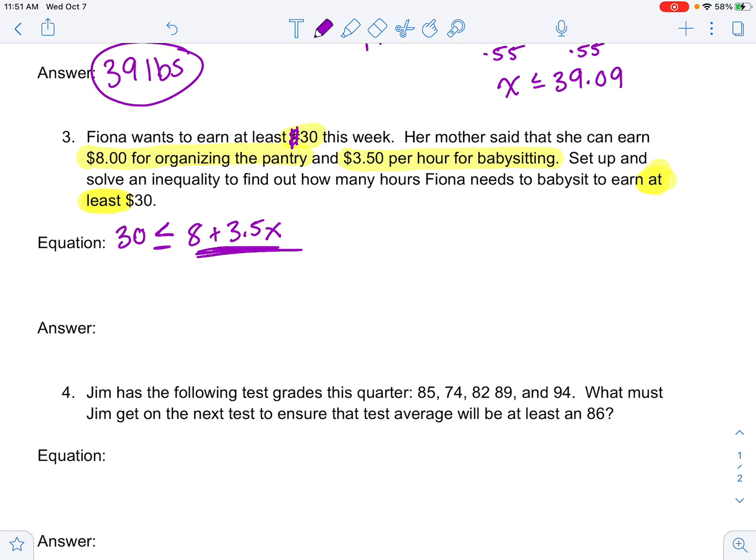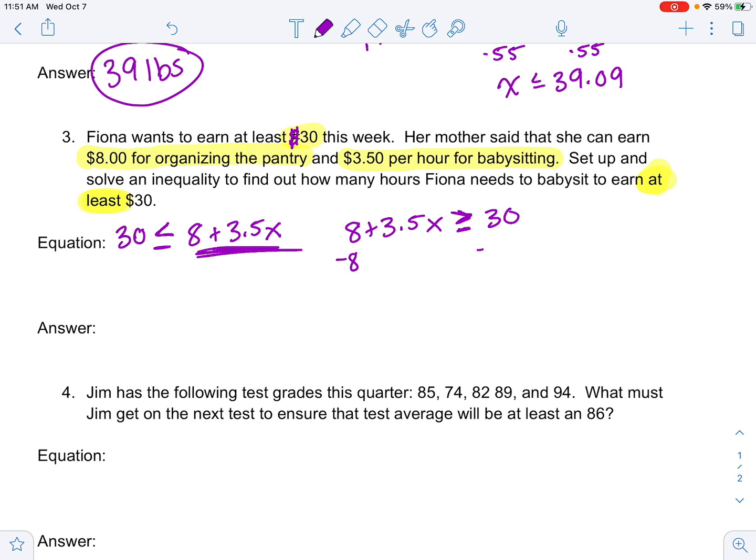Now, if you wrote your inequality the other way, just make sure the alligator is eating what she's earning. So this stuff still has to be bigger than the 30. So that's Fiona's goal. Now, how many hours does she have to work? Let's go ahead and solve and see what happens.